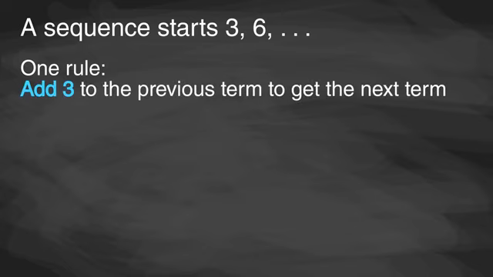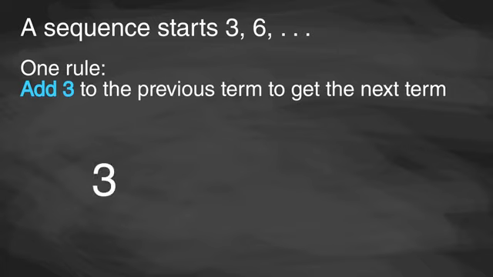A sequence starts with 3, then 6. Which is one possible rule for the sequence? Since 3 plus 3 is 6, you can add 3 to the previous term to get the next term. What are the next 3 terms with that rule?